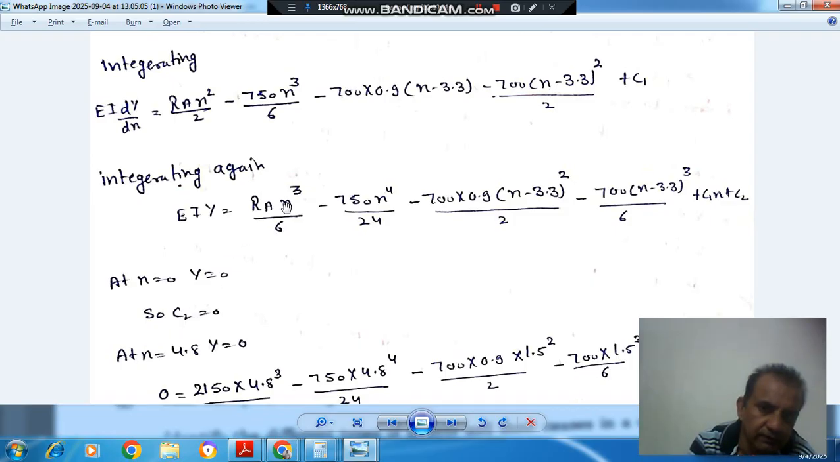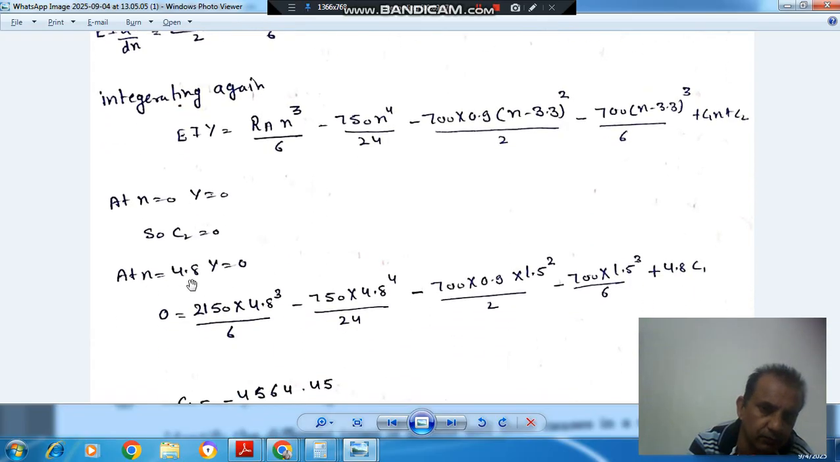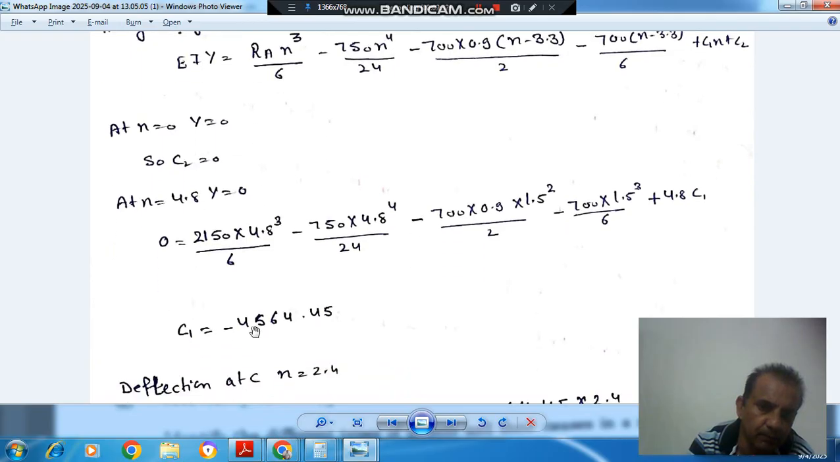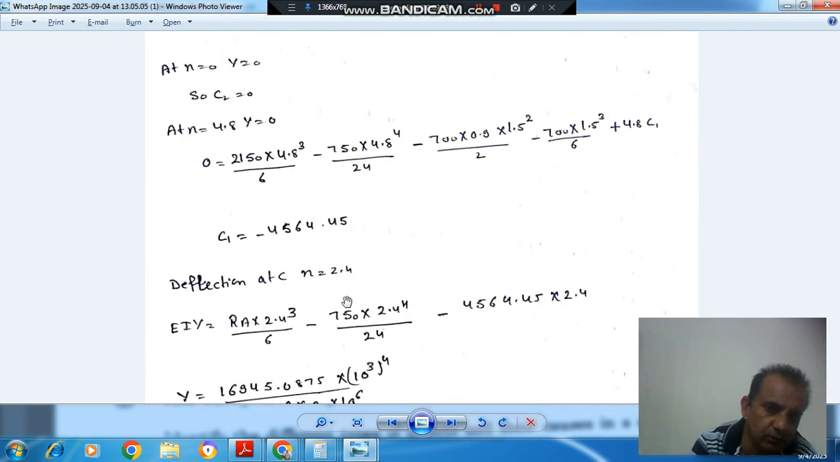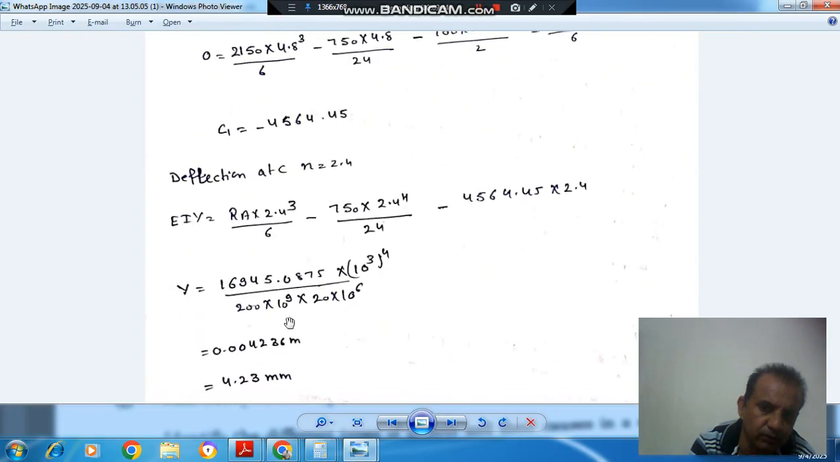So if you put x equal to 0, this will be 0, this will be 0, and the negative term will be taken as 0. So from this we get C2 as 0. Now we put x equal to 4.8, then y will be 0, and C1 will come out as minus 4.45. Now we have to find out deflection at C, so we put x equal to 2.4. So these terms will be negative, so they will be neglected, and putting these values and the value of EI with suitable units, we will get y as 4.23 mm.